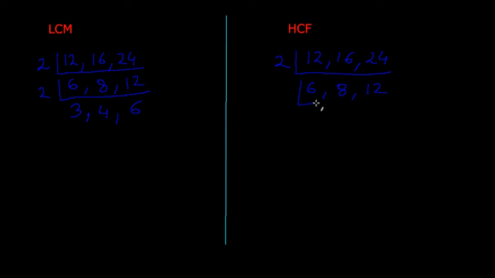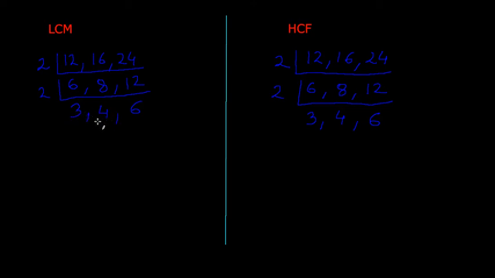And let's try the same on this HCF side. 2, right? So 6 divided by 2 is 3, 8 divided by 2 is 4, 12 divided by 2 is 6. Now, is there any number that can divide all these 3 together? No, there isn't, because 3 and 4, there is nothing common between them.